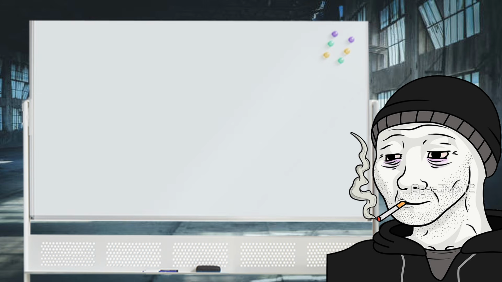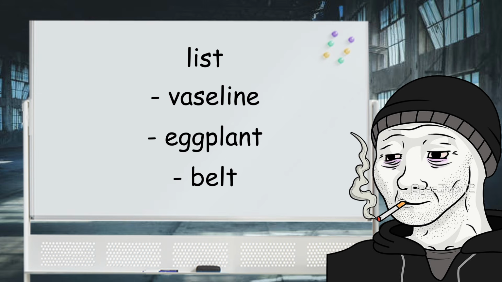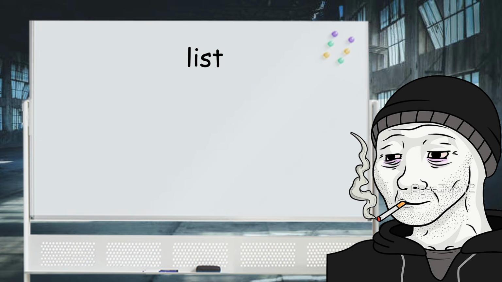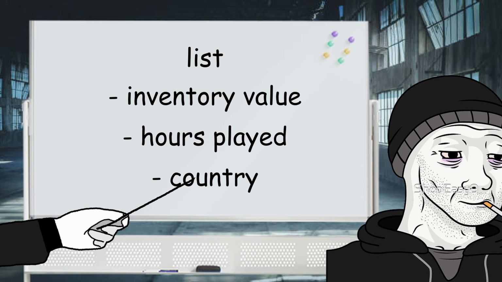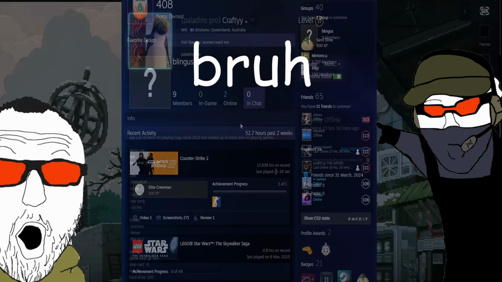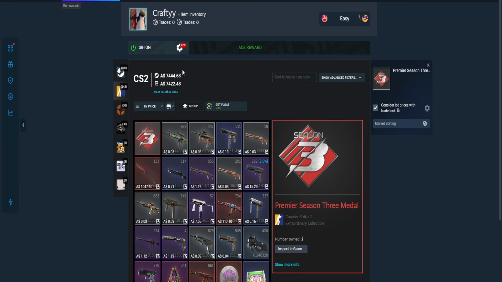But first off, we have to make a list of what we need in order to find the answer. So I composed a list of 3 things I want to collect and focus on. Inventory value, hours played, countries they're from. Yes, understandably, getting all 3 of these from each profile is going to be a challenge.